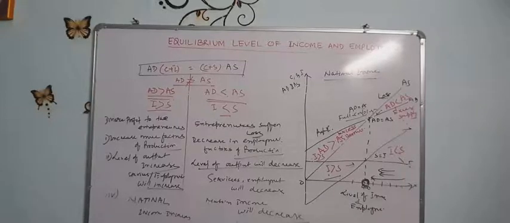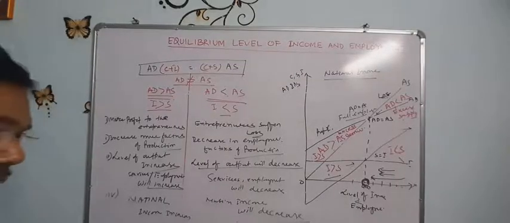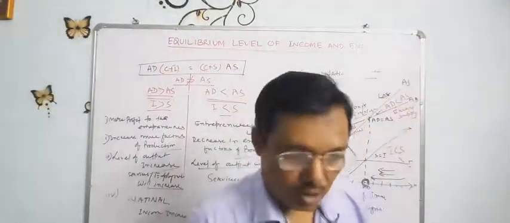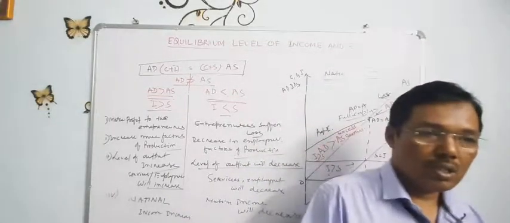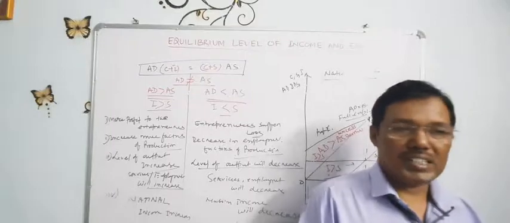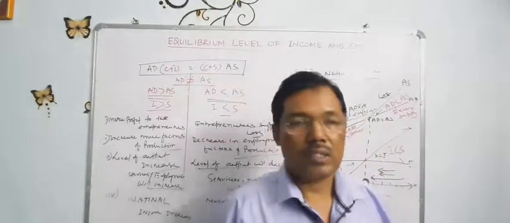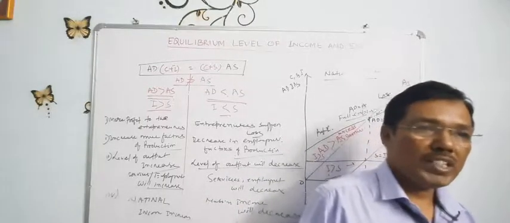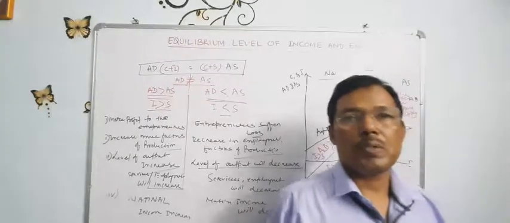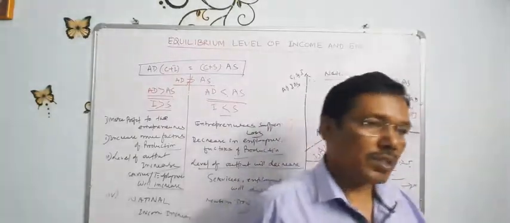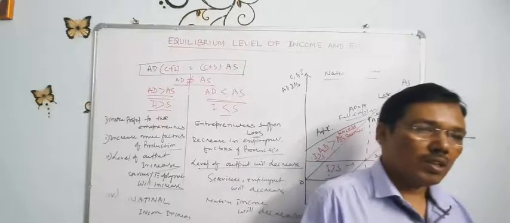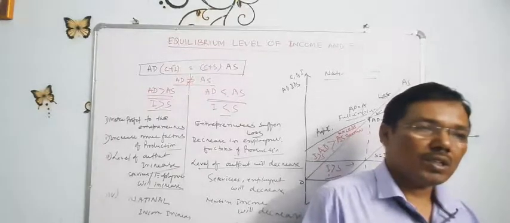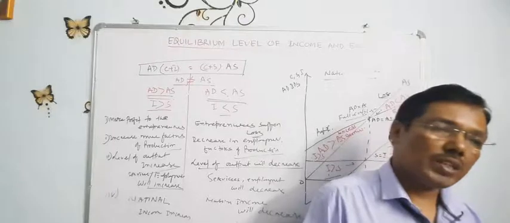When aggregate demand is greater than aggregate supply, what situation does the country face? That is called inflation. And when aggregate demand is less than aggregate supply, that is called deflation. Between the two, inflation and deflation, we always prefer inflation. Sometimes the question may come like this: although inflation is bad, inflation is better than deflation.